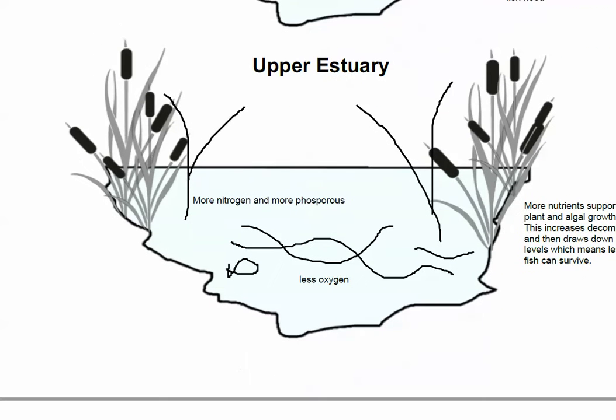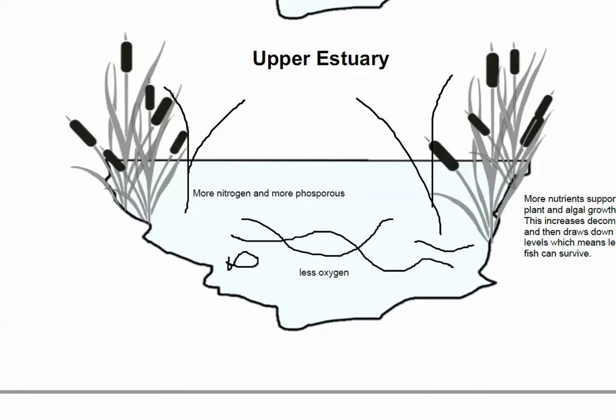In the upper estuary, on the other hand, this is where we expect to see some of the impacts of urban runoff. There would be more nitrogen, more phosphorus. So I drew more primary producers, which are going to thrive when there's more nutrients. With greater decomposition of primary producers, we're going to have less oxygen. So I just drew one kind of crummy looking fish, representing that these conditions can be difficult for animals to live in.